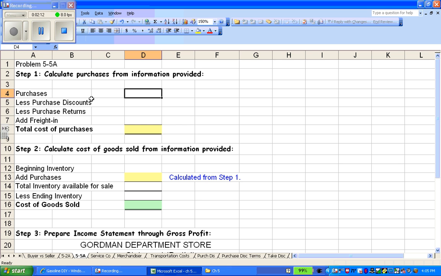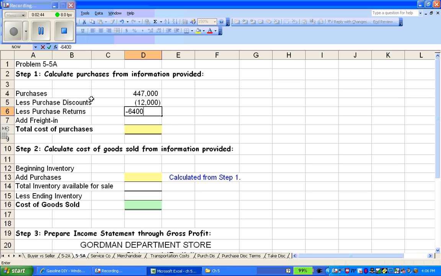All right, I'm going to stop talking. Let's just look at the problem, and they give us the purchases of 447,000. So I'll put that in there. I want to subtract out my purchase discounts. They tell me that amount, that's 12,000. So I'll use a minus 12,000. Purchase returns. They tell me that's 6,400. So again, I'll subtract that out.